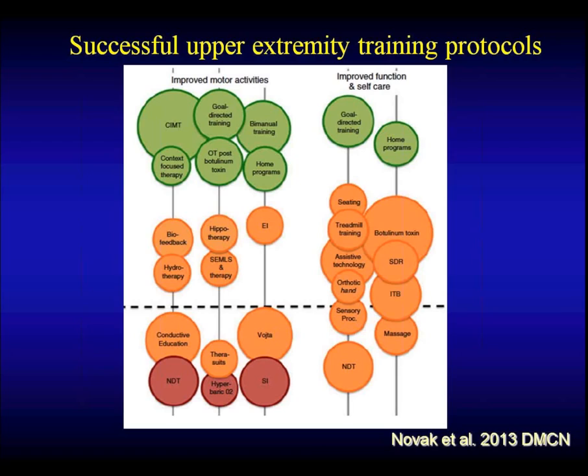I'm going to be talking about four of these approaches: constraint therapy, bimanual training, implementing bimanual training in a home-based setting, and also indirectly goal training, because goal training, I think, is an important component of both constraint and bimanual training as well.